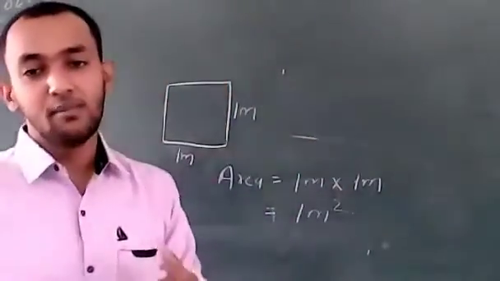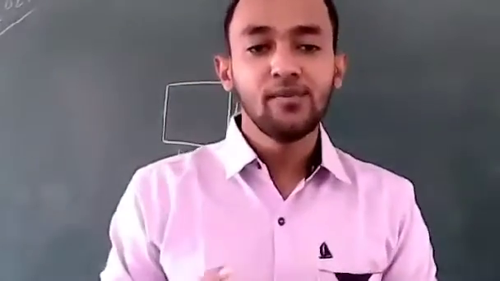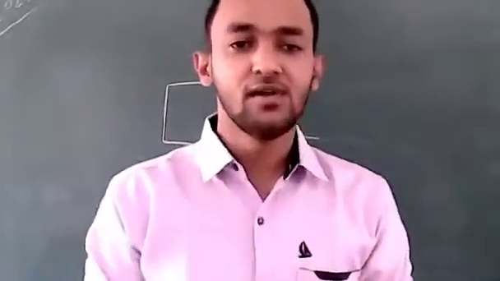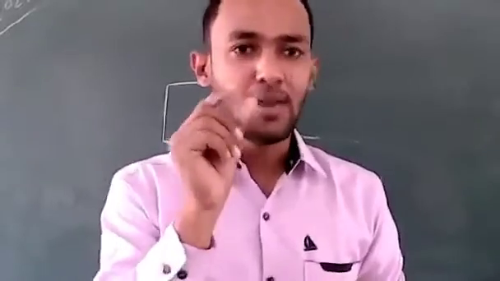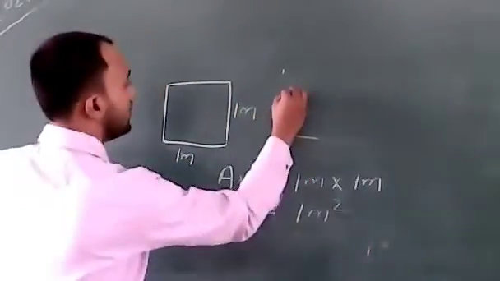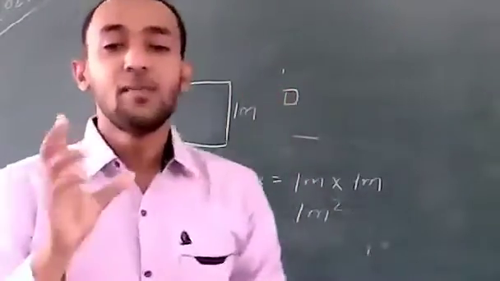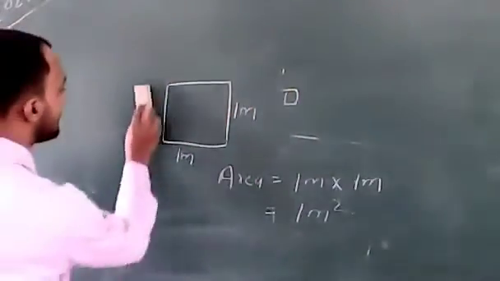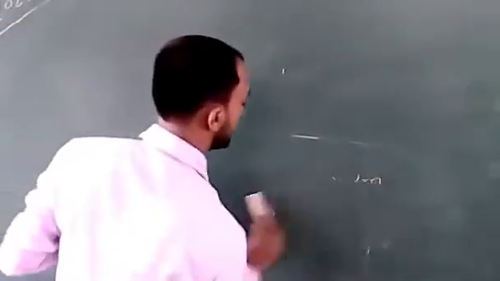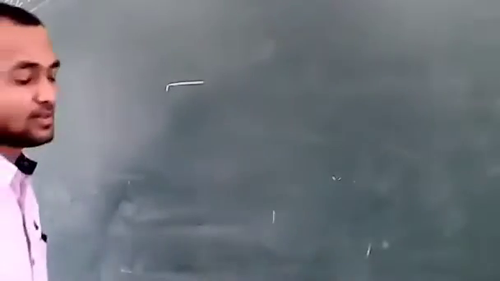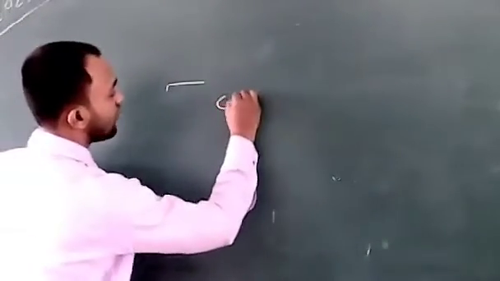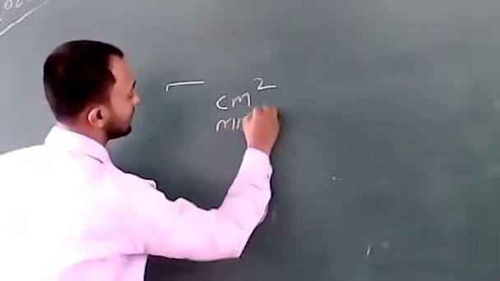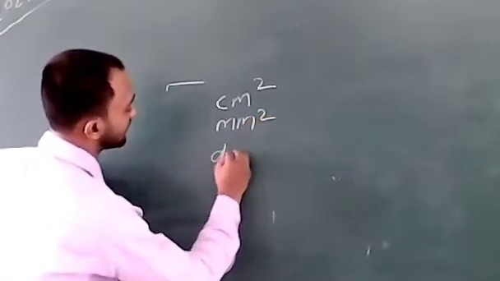So what are the multiples of area? If we have to measure area of small things, like an eraser and a small paper piece, we take some multiples of area that are smaller units. That is centimeter square, millimeter square, decimeter square.